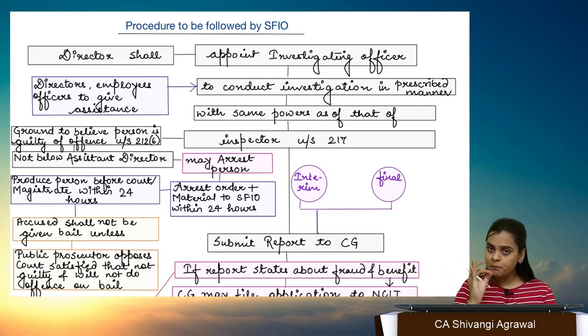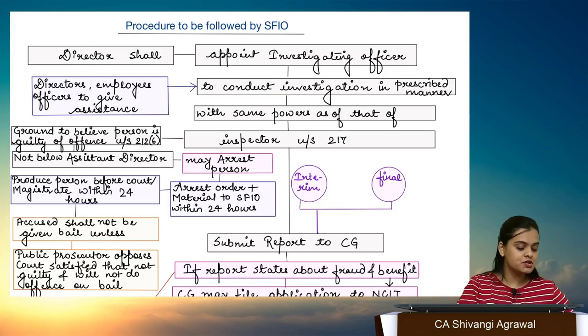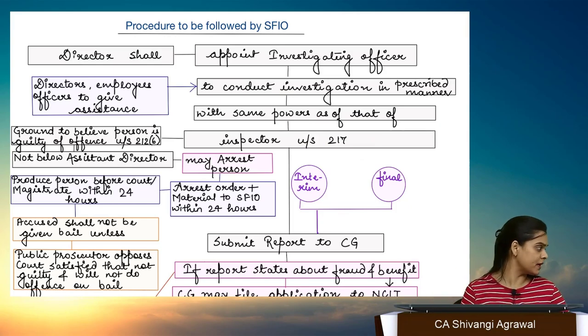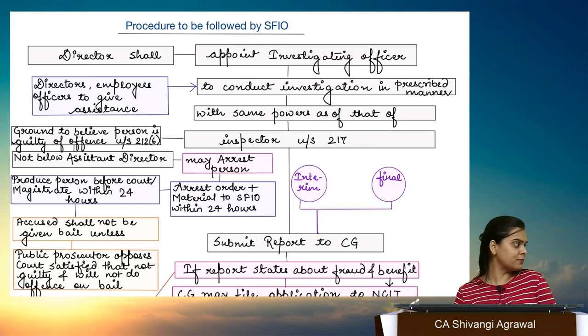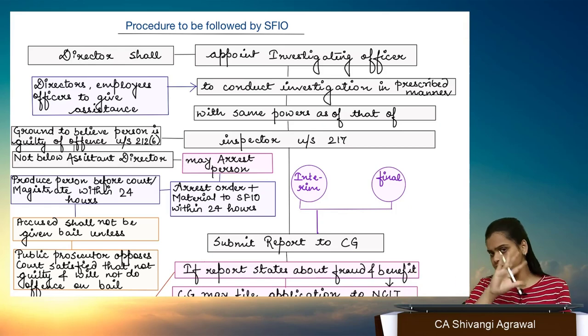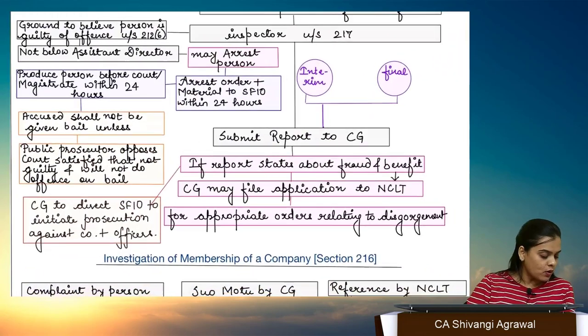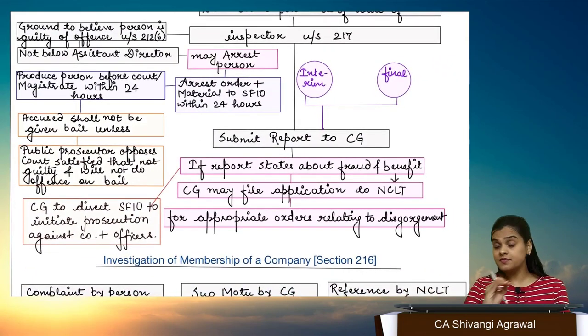He is given the powers which are given under section 217. So we have a separate section for the powers which will be given to him, as of that matter, the powers which are given to any inspector during investigation. Apart from the general powers given to an inspector, he also has a very special power that you will not see in the Companies Act ever. And the very important subsection is 212, subsection 6, 212.6.